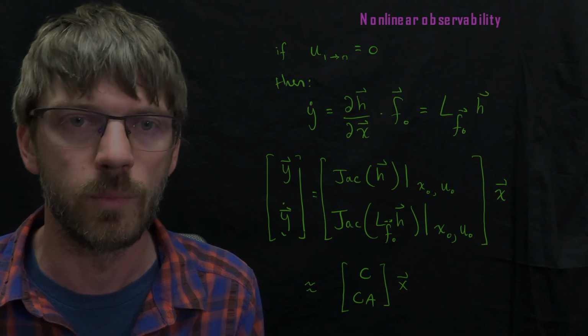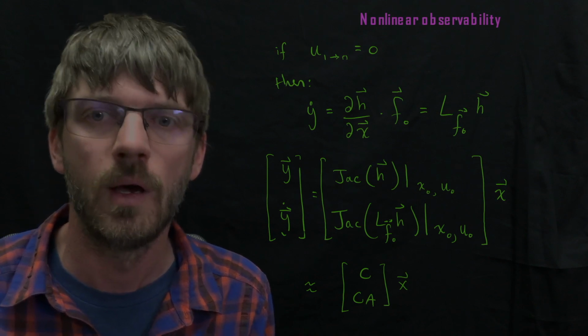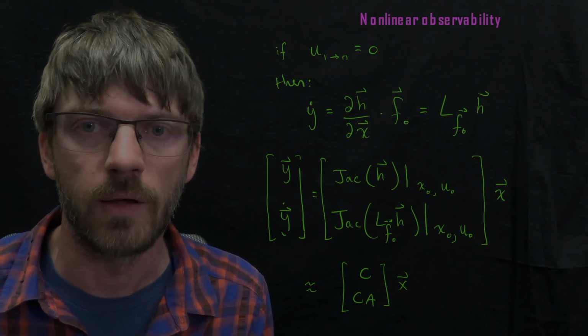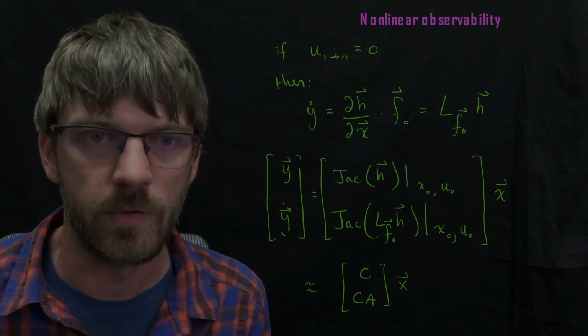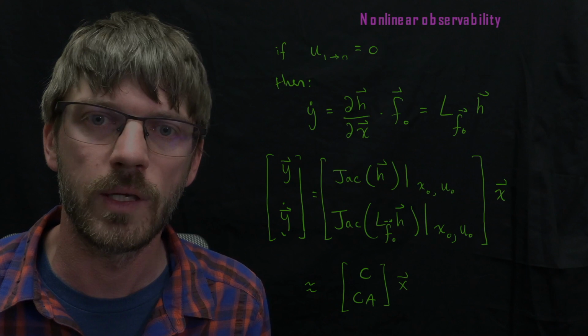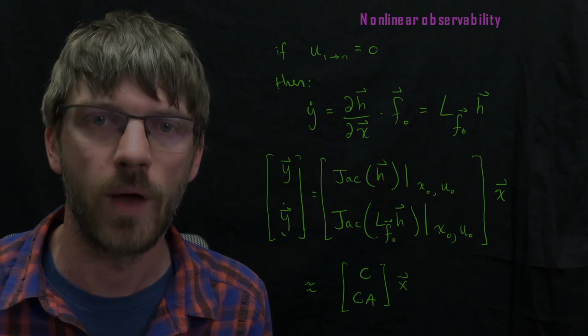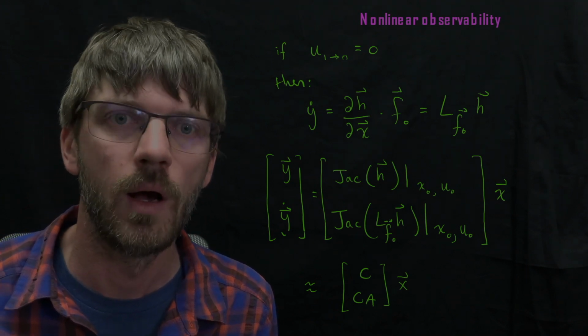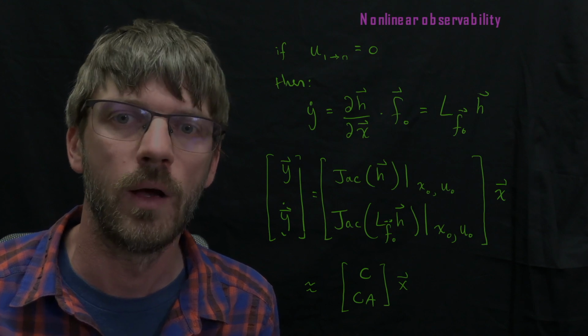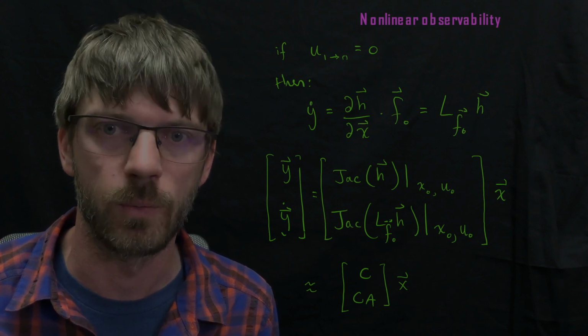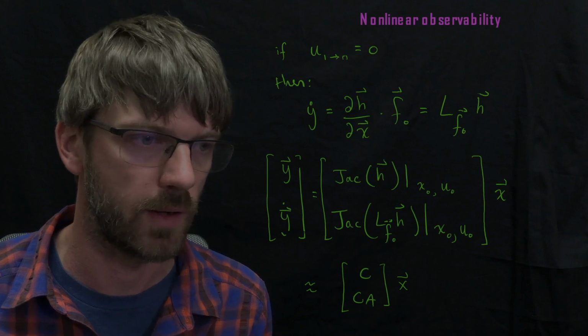Now it could be that if you move to a different operating point, like a different value of x0, then your system is unobservable, and that's simply a fact of nonlinear systems. So really you would have to check this at all the operating points that you really care about. Alternatively, you could try to find the degenerate cases where the system becomes unobservable for specific values of x0.